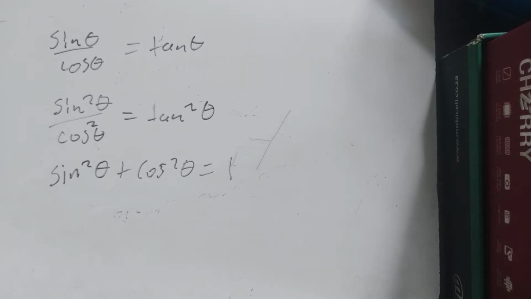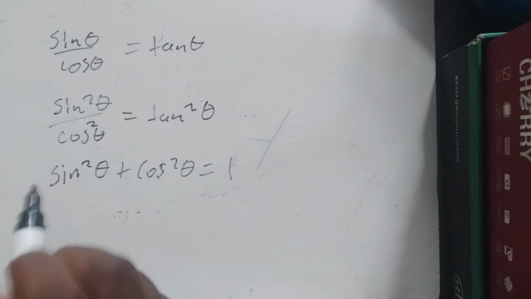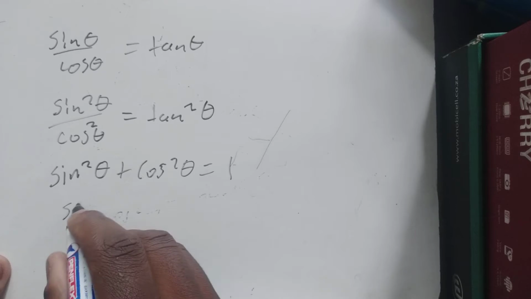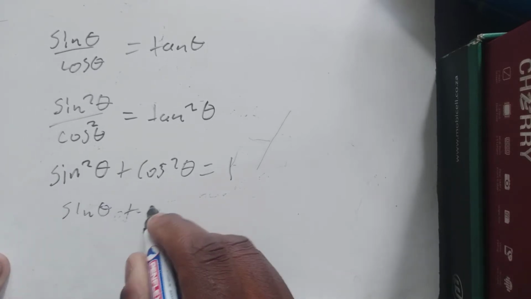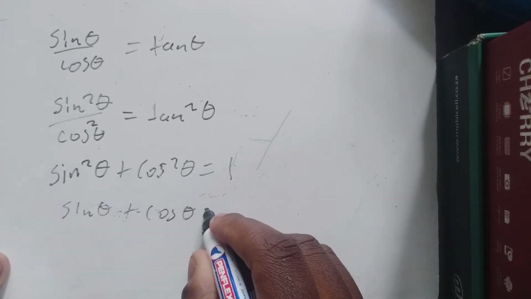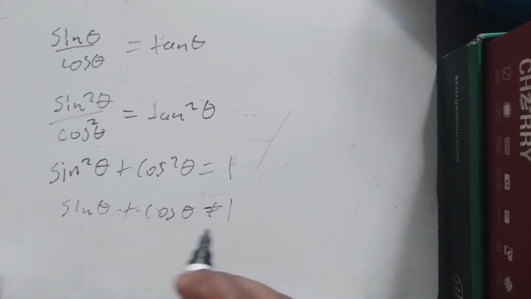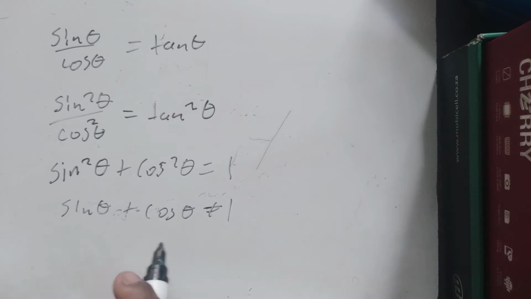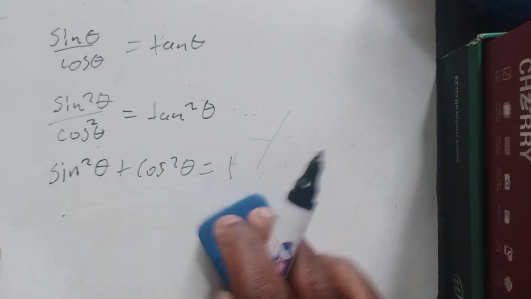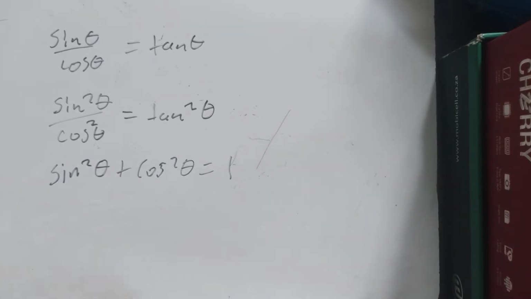Before I add 2 more, just remember sine squared plus cos squared is 1, but sine theta plus cos theta is not equal to 1, right? Don't make it equal to 1. Only sine squared plus cos squared is equal to 1, but sine theta plus cos theta is not equal to 1. It's not an identity, right? There are cases where it's equal to 1, but it's not an identity, so please don't confuse them. Sine squared plus cos squared is 1, but sine plus cos is not 1, right? It's not an identity. So let me add 2 more.